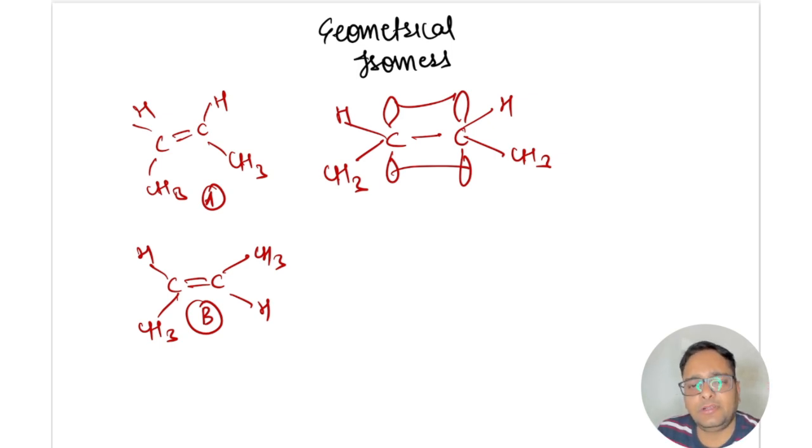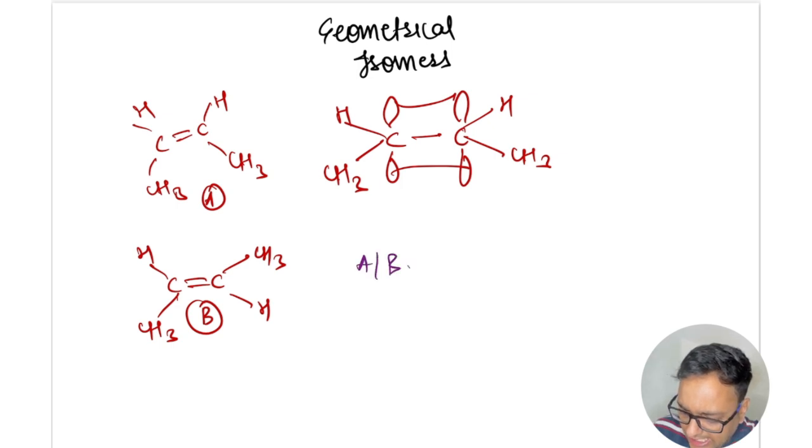They have different position relative to the restricted rotation. What is the restricted rotation? Two p orbitals are overlapping laterally. So this is a restricted rotation. You can't rotate two objects which are stuck like this. Remember, you can't rotate that CH3 and H. So when we have a rotated compound, that is a different compound, right? So what is the relation between both of them? Both are known as geometrical isomers.